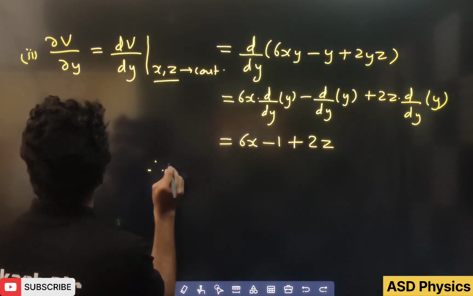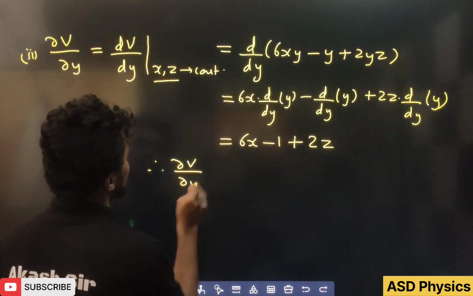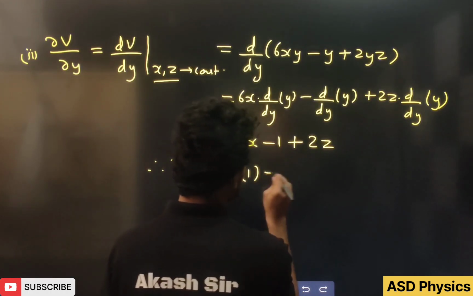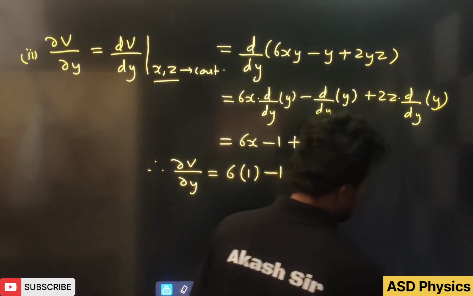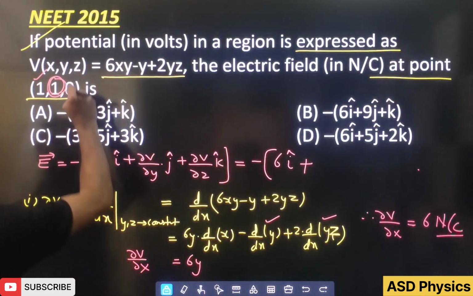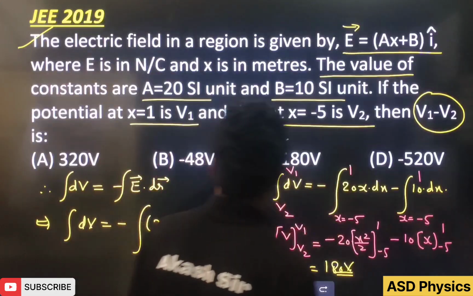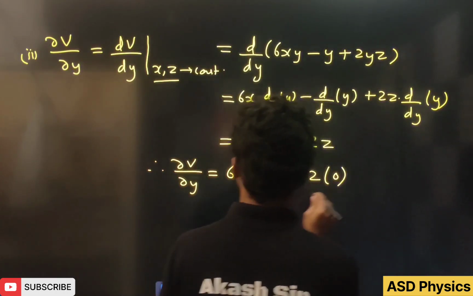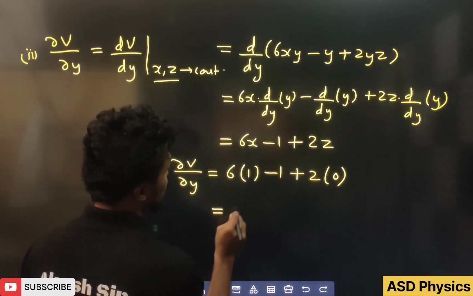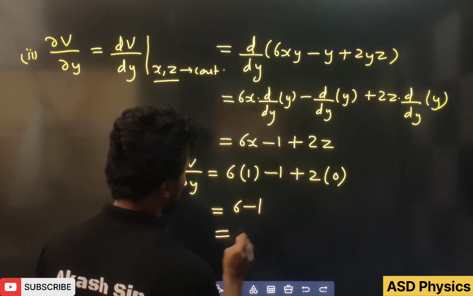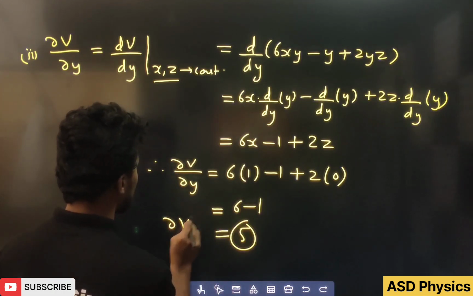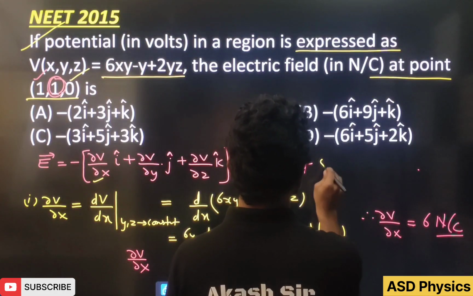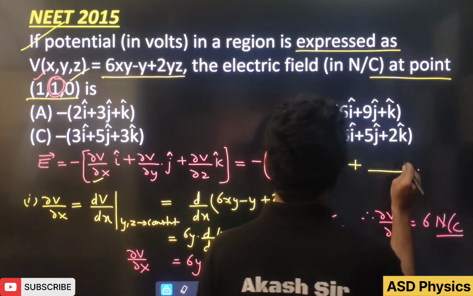Okay, hence this del v by del y will come what here? 6, value of x how much? 1, even if I remember, you can check backside, plus 2. Value of z how much here? See, the value of z is how much? 0, students. So the value of z is 0. So students, what is coming here? If you check, this is 6 minus 1, how much is coming? 5. Our del v by del y is coming 5. Okay, so we'll write here, see please, 5j cap plus something will be there.